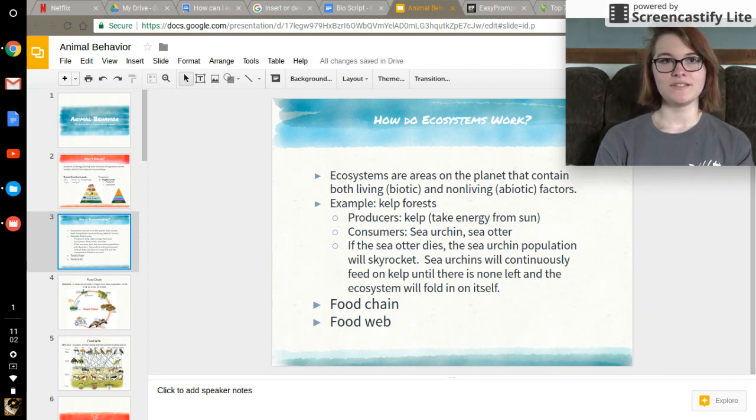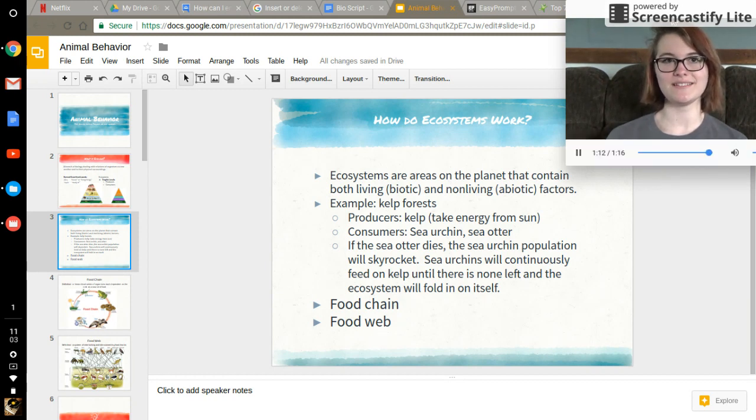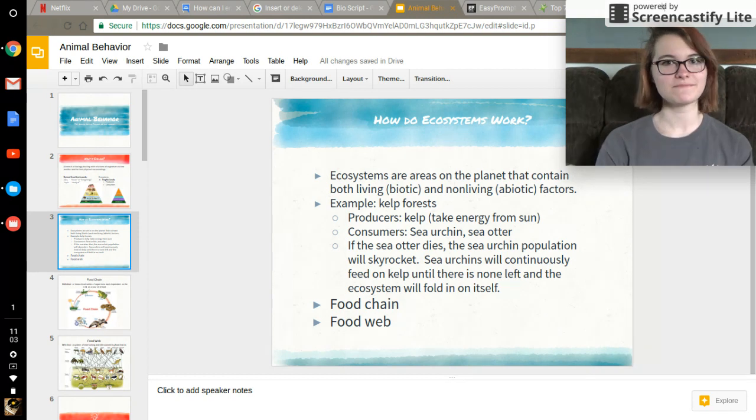The sea urchins will continuously feed on kelp until there is none left and the ecosystem will fold in on itself. And to show how each ecosystem works in this area, food chains and food webs were created to show the eating patterns of animals in each ecosystem.